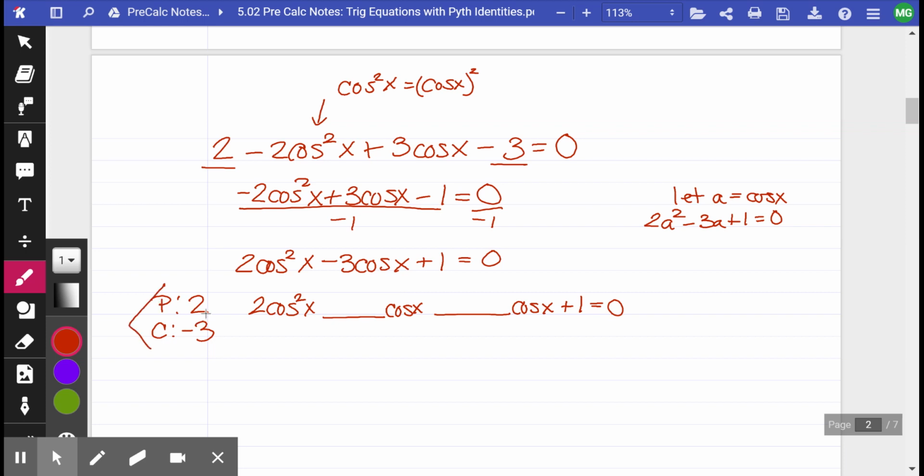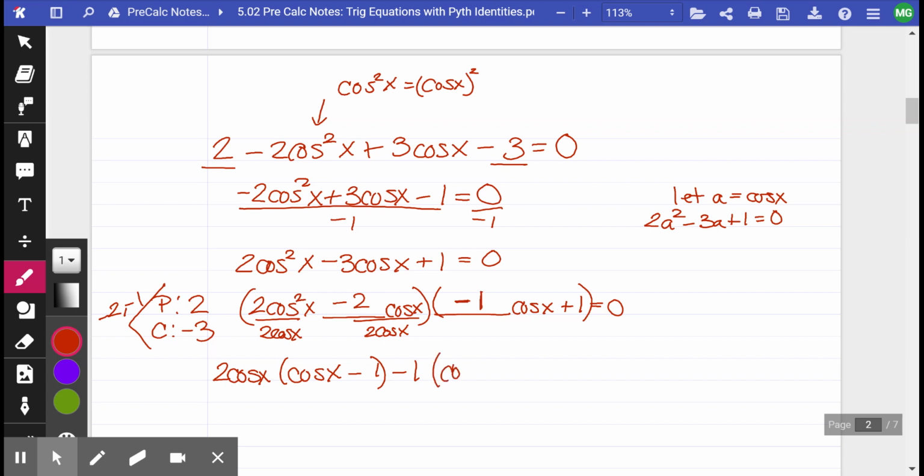So we need two numbers that multiply to 2 and add to negative 3. That's negative 2 and negative 1. Put them on my lines, group up my first 2 and my last 2. I'm going to factor out a 2 cosine x from the first set. So I'm dividing each of these by 2 cosine x, leaving me with cosine x minus 1. I can take out a GCF of negative 1 since the first number in the parentheses is negative. I take out a negative, which means I'm going to negate everything in the parentheses.